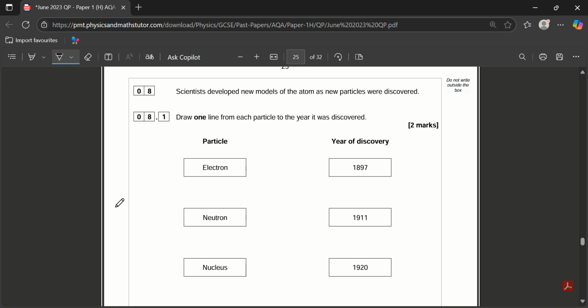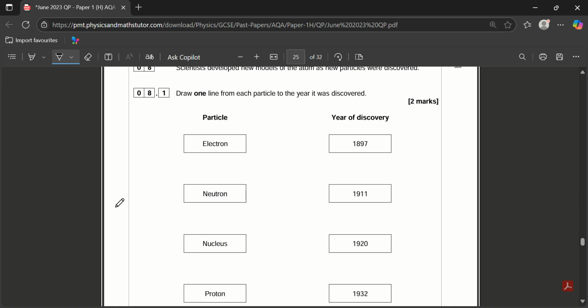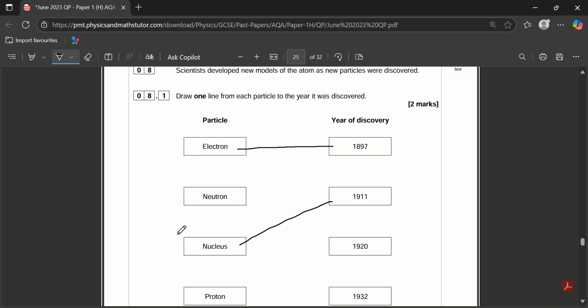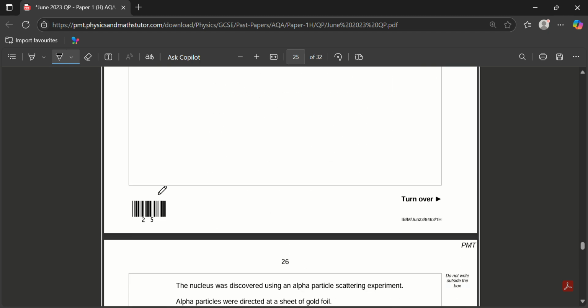Scientists developed new models of the atom as new particles were discovered. Draw one line from each particle to the year it was discovered. Electrons were discovered first because, well, they're very easy to discover. They're negative and small. And the nucleus, if we remember the plum pudding model, was the next hypothesis and theory about the atom. Protons are next because they actually have a charge like the electrons and were much easier to identify and pick up than neutrons, that were discovered last in 1932.